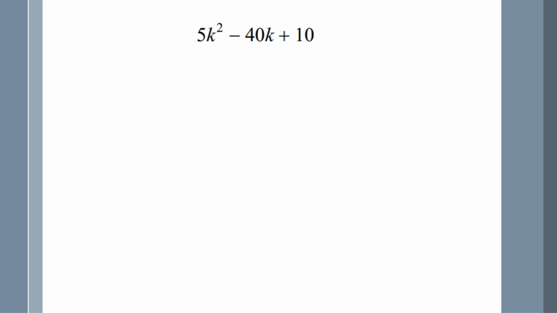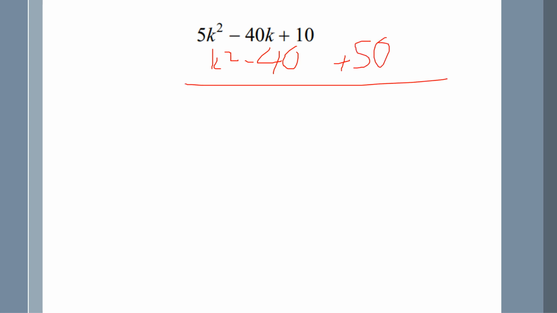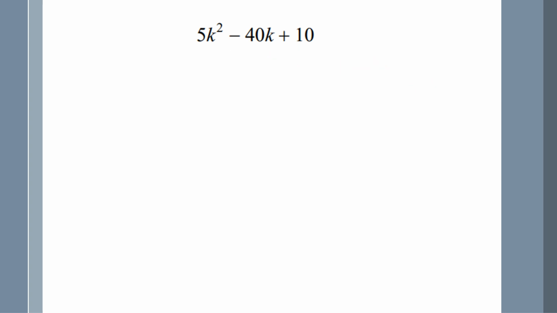All right, so here, I know it looks like I could do a swing method, but I know if I do that, I get k squared minus 40 plus 50. And I know for a fact that cannot be factored, so I won't do that. What we did in the previous problem, we look for the greatest common factor. All these have 5 in common.